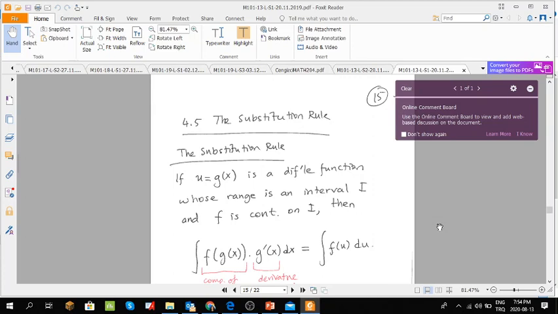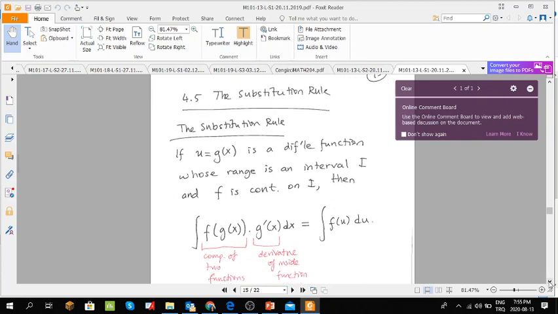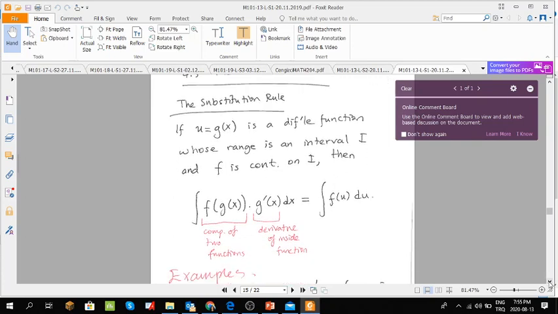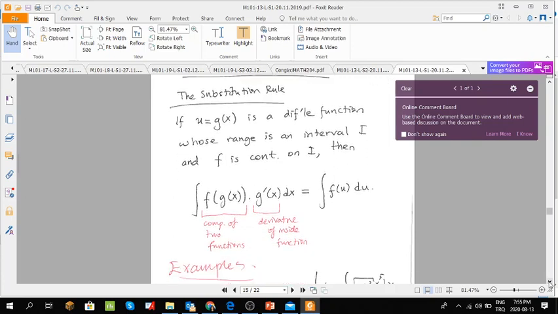Okay, we are going to start with the substitution rule. These are my previous lecture notes from fall 2009. Here we give the substitution rule for indefinite integrals. Again, u is g of x, a differentiable function that has a range. The range is an interval, and f is continuous on this interval. Then the integral of f composed with g times g prime of x dx is equal to the integral of f of u du.